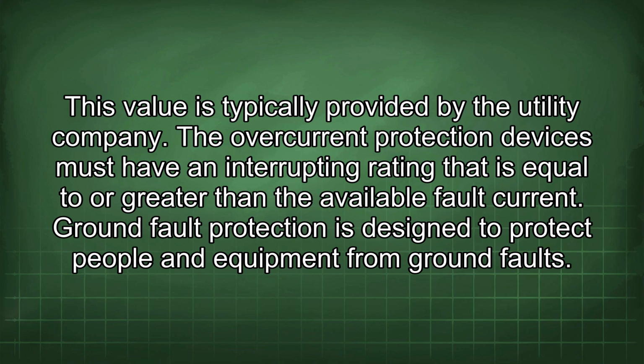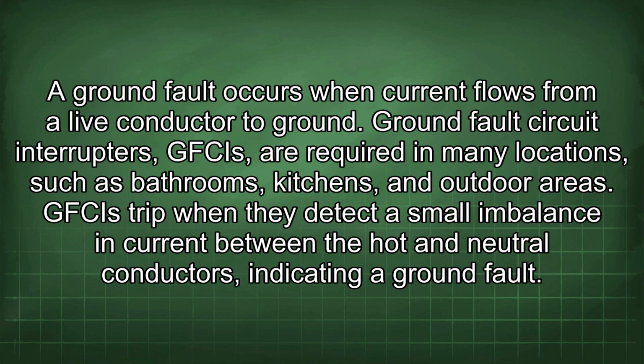Ground fault protection is designed to protect people and equipment from ground faults. A ground fault occurs when current flows from a live conductor to ground. Ground fault circuit interrupters, GFCIs, are required in many locations such as bathrooms, kitchens, and outdoor areas. GFCIs trip when they detect a small imbalance in current between the hot and neutral conductors, indicating a ground fault.